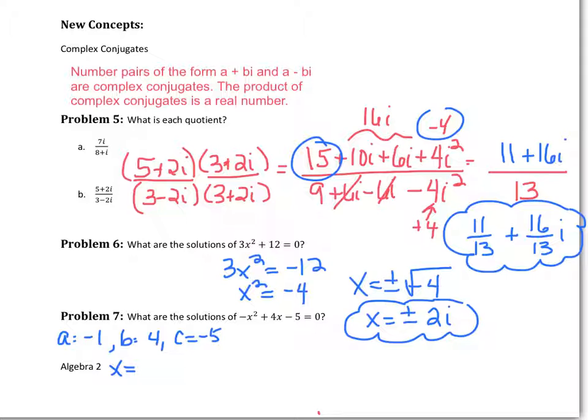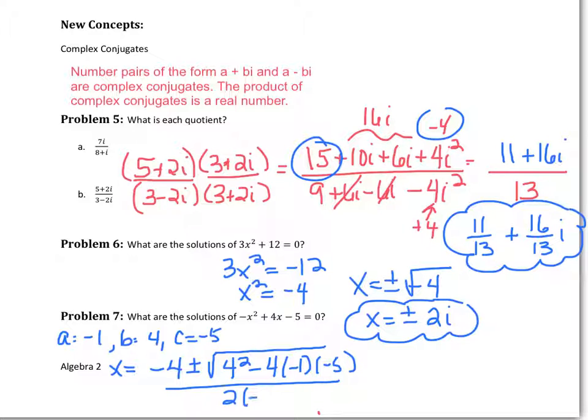Substituting into our quadratic formula, we're going to have negative 4 plus or minus the square root of 16 minus 4 times negative 1 times negative 5, all divided by negative 2. Okay, let's simplify the radical first. We've got 16 and then minus 4 times minus 1 times minus 5 is a negative 20, and 16 minus 20 is negative 4.